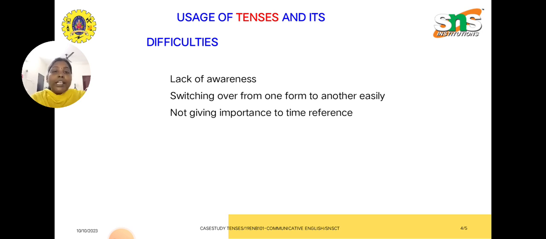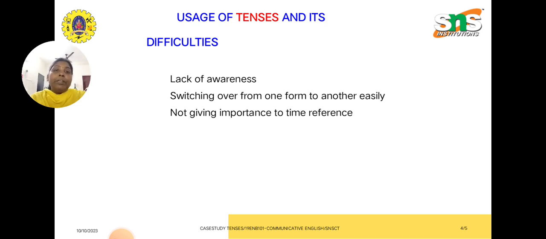The first one is that when we start writing, we may not give importance to the usage of tenses as required for that particular context. Most of the time, when we start writing something in the present tense, slowly we move on to the past tense, and this switching over of tenses from one form to another very often distracts the meaning of the context completely.